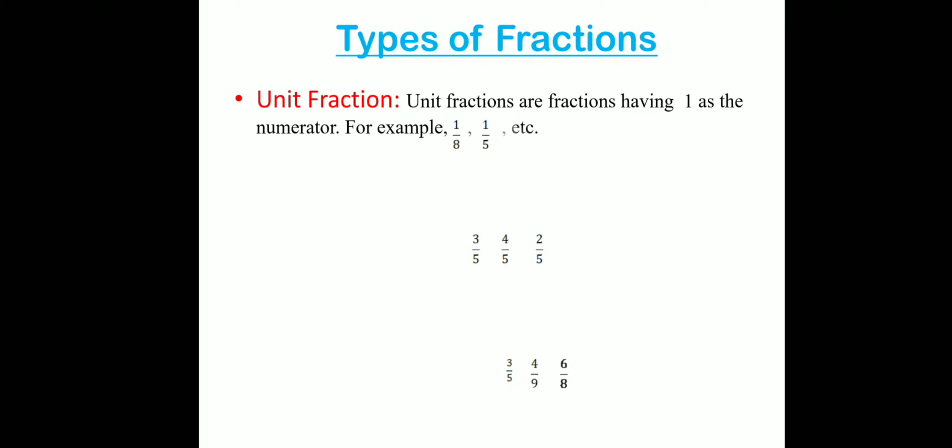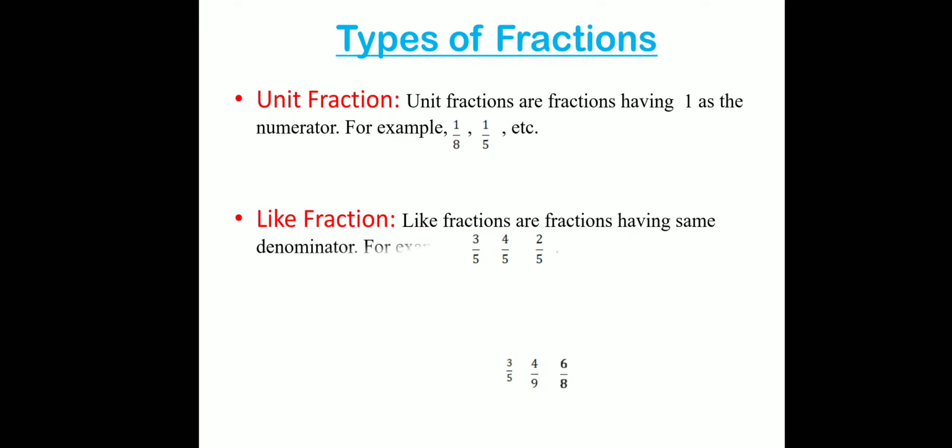Types of fractions. First is a unit fraction. Unit fractions are fractions having 1 as the numerator. For example, 1 by 8, 1 by 5, etc. Friends, unit fractions have 1 as numerator, means one part is shaded. It doesn't matter what the denominator is. The denominator can be 35 or 235, whatever it may be, but the numerator should be 1.